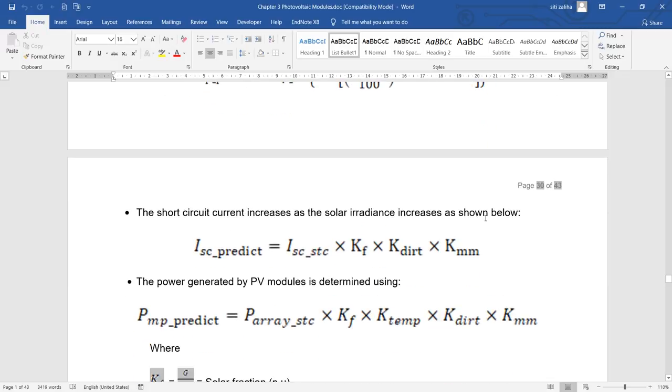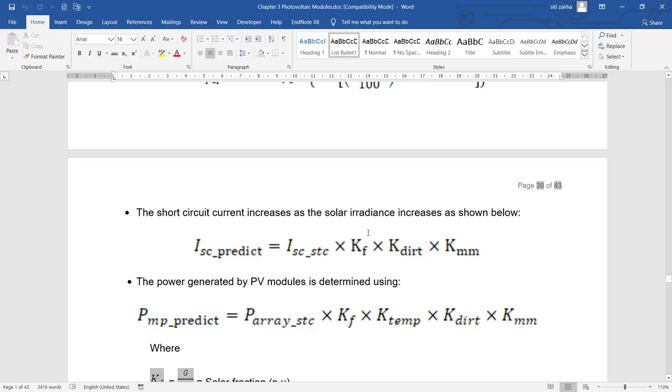So how to calculate this short circuit current? Please remember the characteristic of the short circuit current: when the solar irradiance increases, the short circuit current will increase. So ISC predict equals ISC STC multiplied with all these losses.